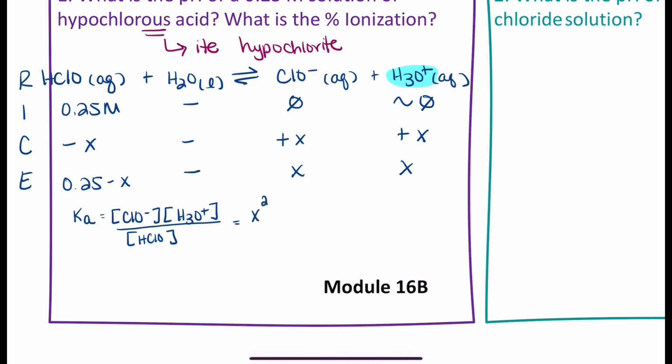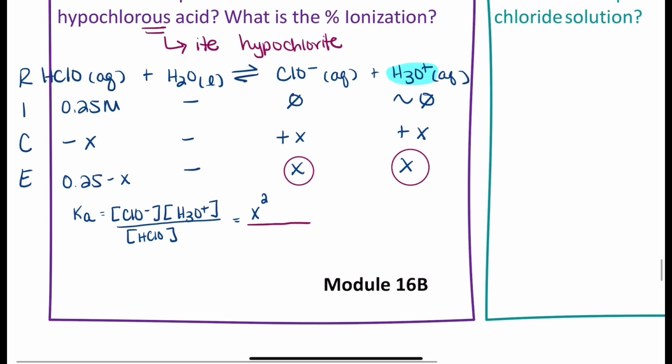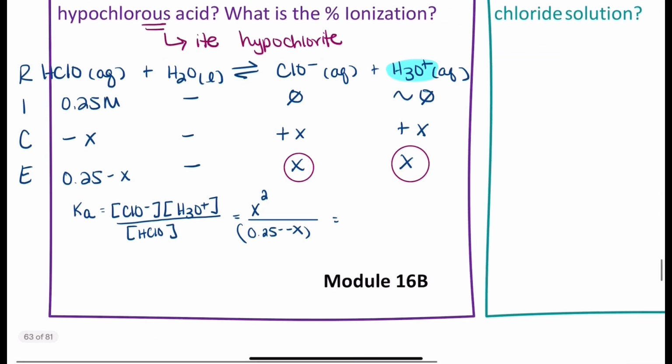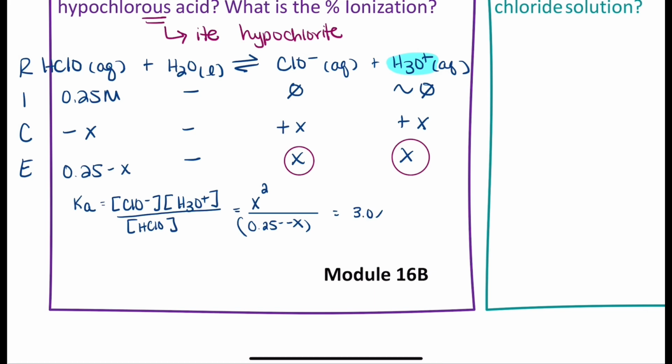Put in what we know, x squared. Again, I am putting in the values from the table itself. I have two x's, it's squared, divided by 0.25 minus x. And this equals that Ka value I just found, 3.0 times 10 to the minus 8. I just need to solve for x.